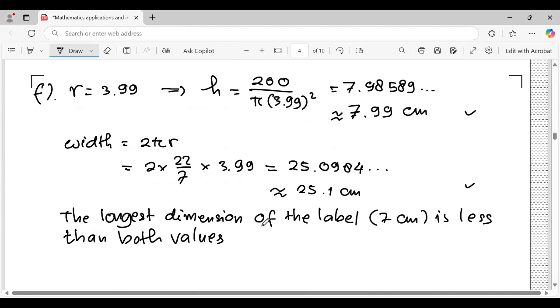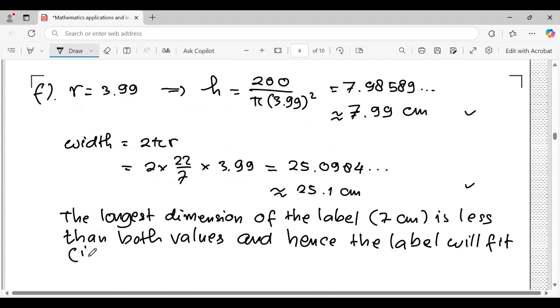Okay. And hence we can state that the label will fit in any rotation.